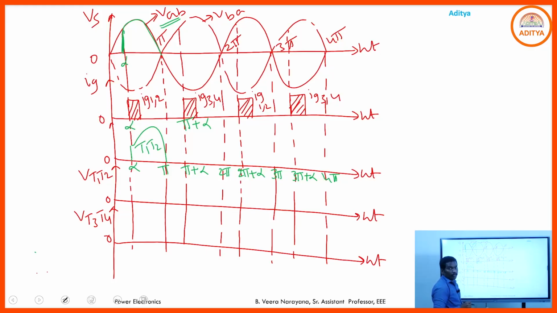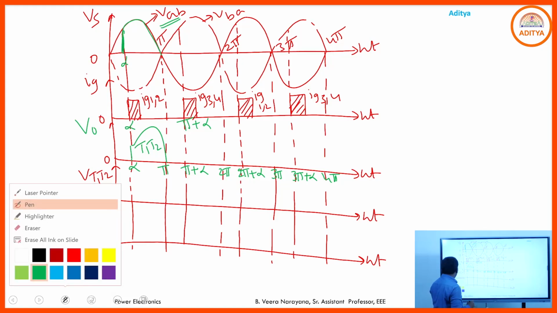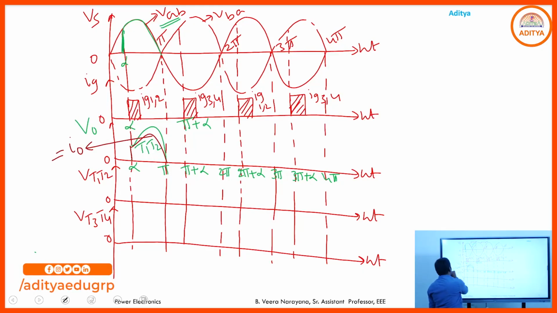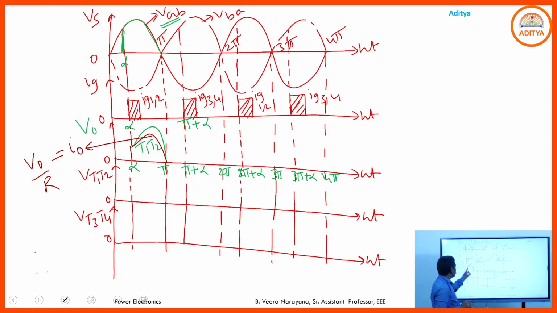This notation is very, very important. This one is the output voltage waveform. If you go through the current waveform, here you have resistive load now, hence the current is in phase with the voltage. So this is the representation of I0, which is equal to V0 by R. Here this is the representation of output voltage and output current.